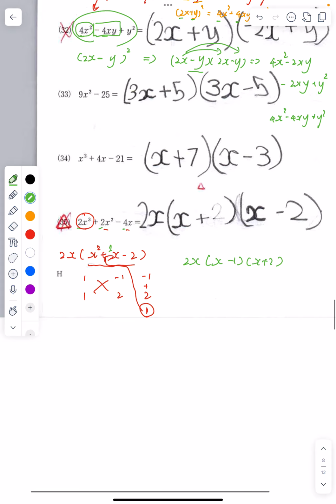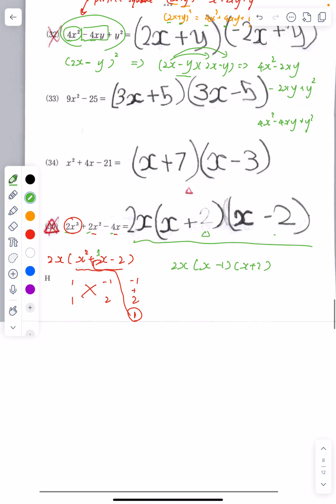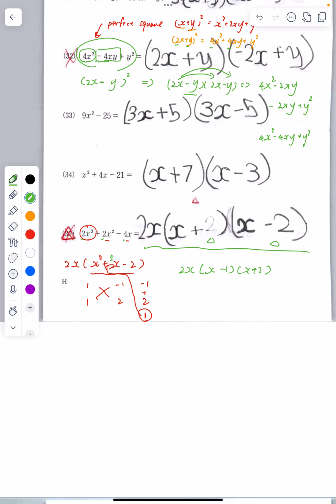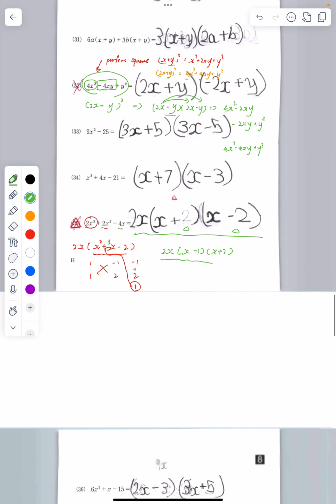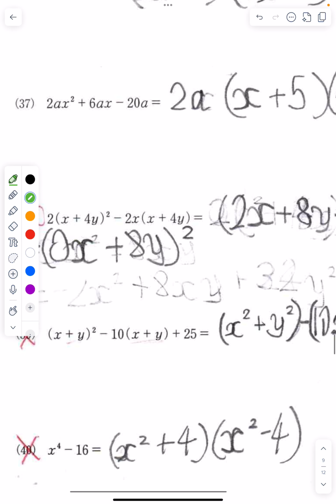Right? So let's see what the problem is here. Oh, I see. Plus 2 and minus 2. The final factorization is not there. So anyway, this is the final answer for that. Alrighty. All right. Next one, I have.